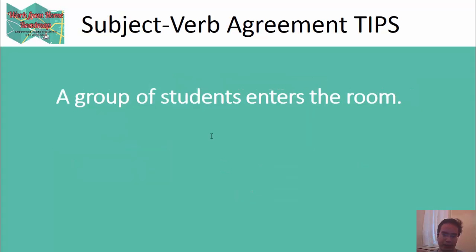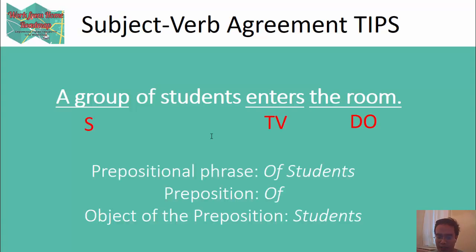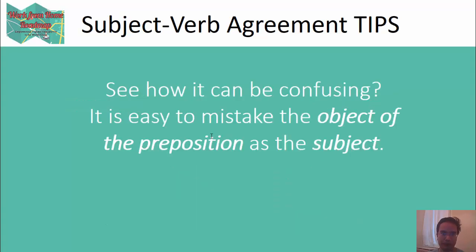A group of students enters the room. A group is actually the subject here. Enters is a transitive verb, and what do they enter? The room, which is a direct object. There's a prepositional phrase here, of students. The preposition is of, and the object of the preposition is students. This prepositional phrase of students adds detail to the subject, a group.